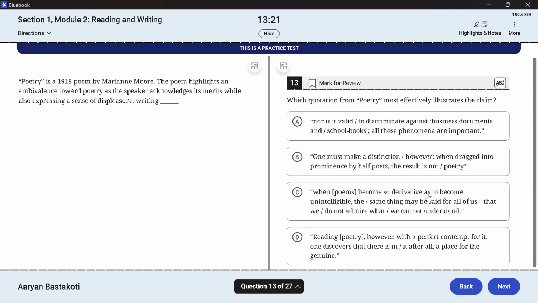When poems become so derivative as to become unintelligible, the same thing may be said for all of us, that we do not admire what we cannot understand. This does not show merit and displeasure at the same time in the same line. Reading poetry, however, with a perfect contempt for it, one discovers that there is in it, after all, a place for the genuine. Merits and displeasure.